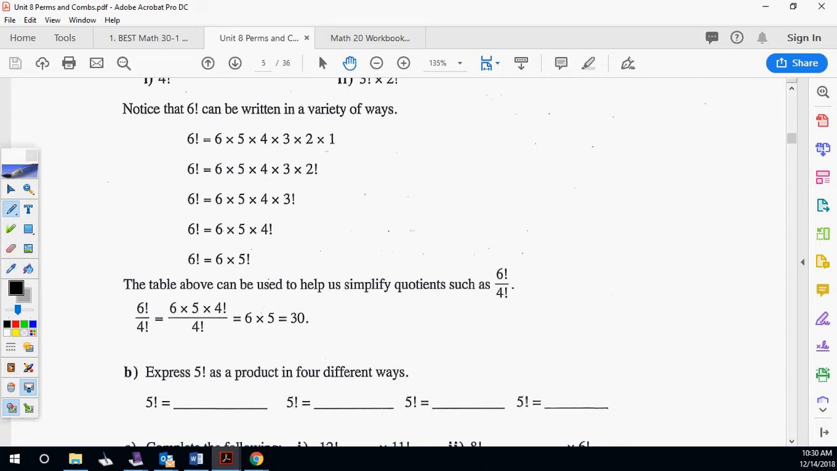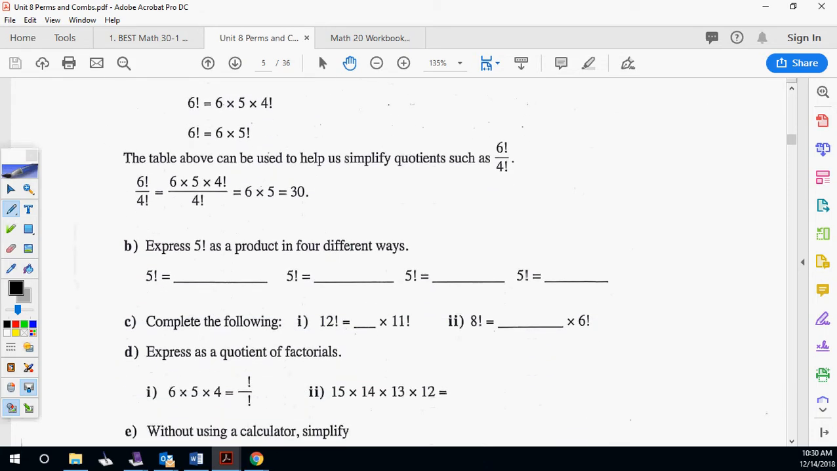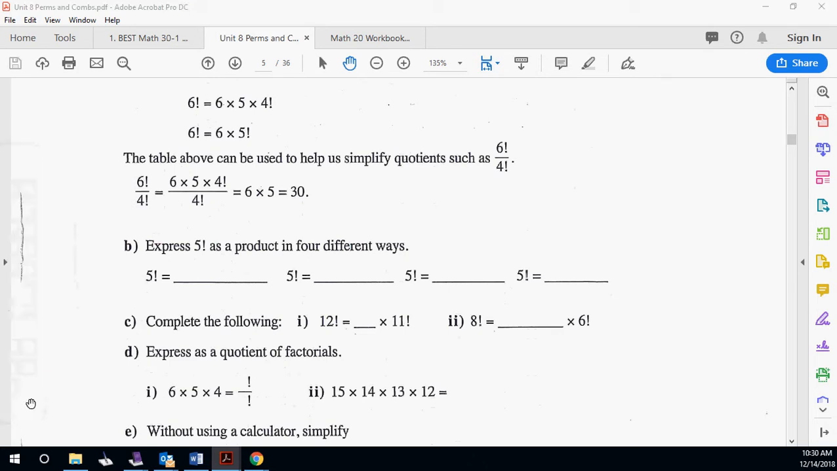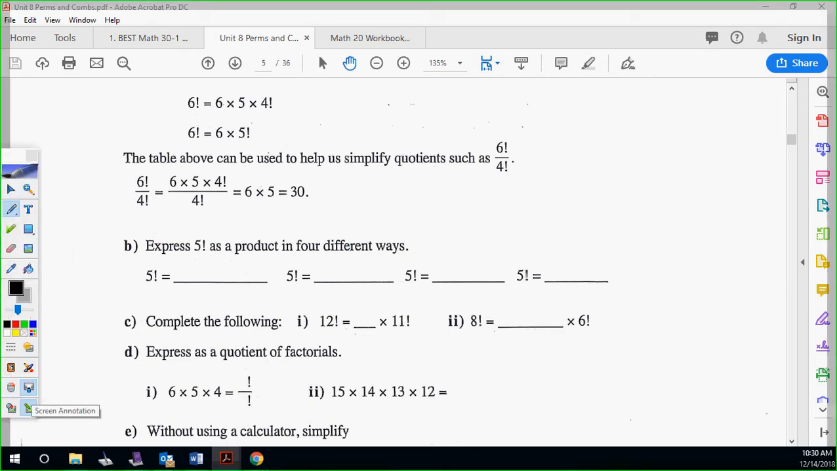The reason that's important is because we have to think about canceling. When we're doing some of these, we can cancel. So the table right here shows us 6 factorial over 4 factorial. I'm going to write it a little bit easier. 6 factorial is the same as 6 times 5 times 4 factorial, and we're writing it so that we can see it cancels. So we get 6 times 5 is 30, seeing that products cancel.